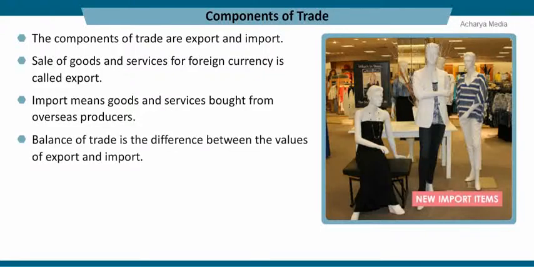Balance of trade is the difference between the values of export and import. A higher value of export than that of import in a country is called a favorable balance of trade, for instance, Japan. If the value of import is higher than the value of export in a country, then the country has an unfavorable balance of trade, for instance, India. The value of currency of a country depends on the trade balance of that country.